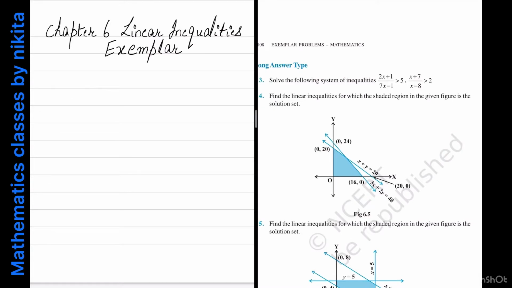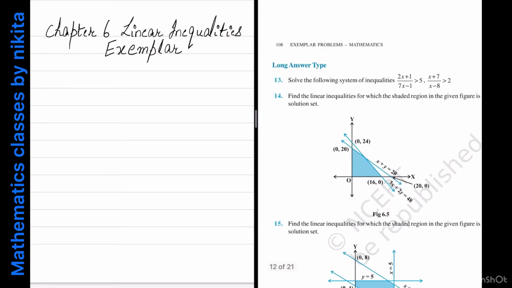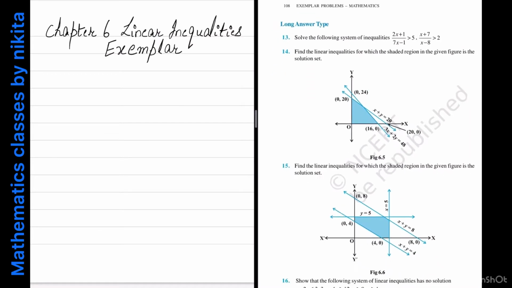So we were doing the NCERT Exemplar chapter 6, that is linear inequalities, and we have done the questions till question number 13. So let's continue. Now we have more interesting questions ahead.